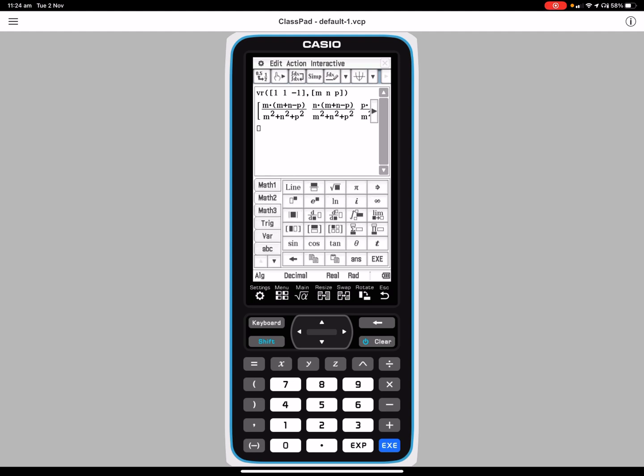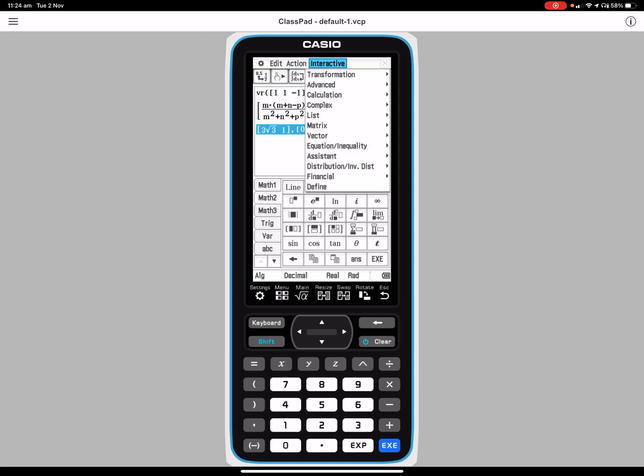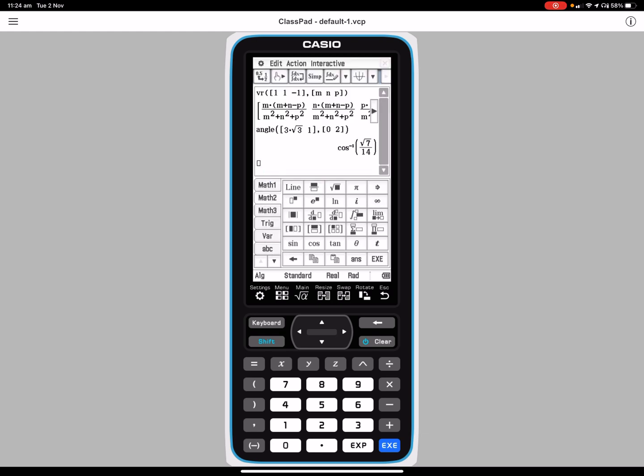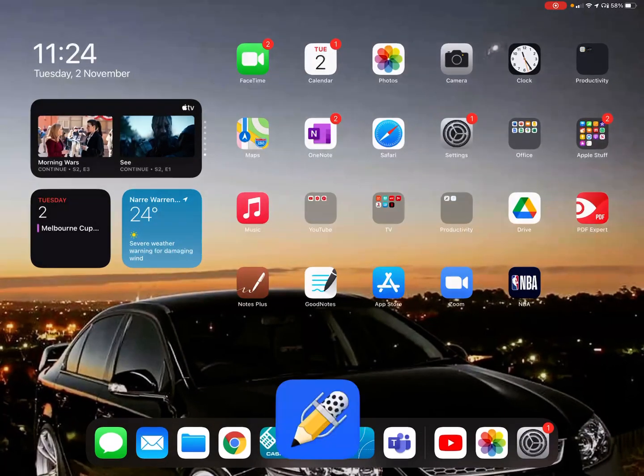3√3. The other calculator doesn't have this, which is really annoying. And then j, comma, 0, 2. Where's angle? Let's go exact. Vector angle, cos inverse of √7 on 14.